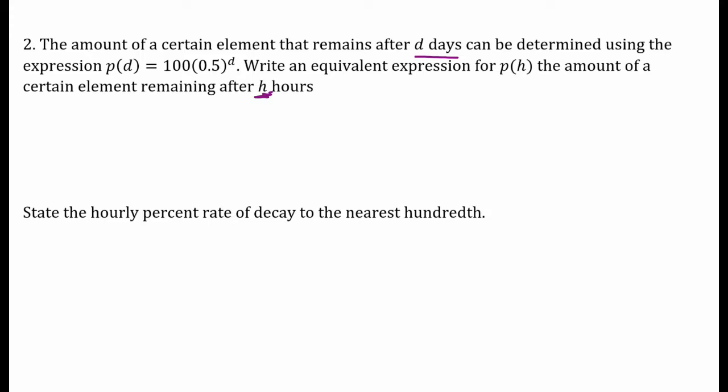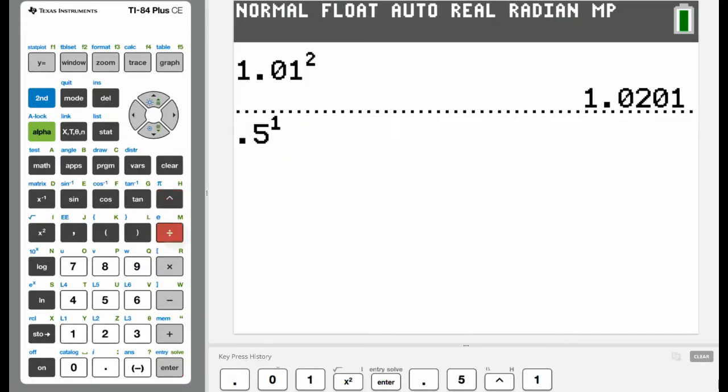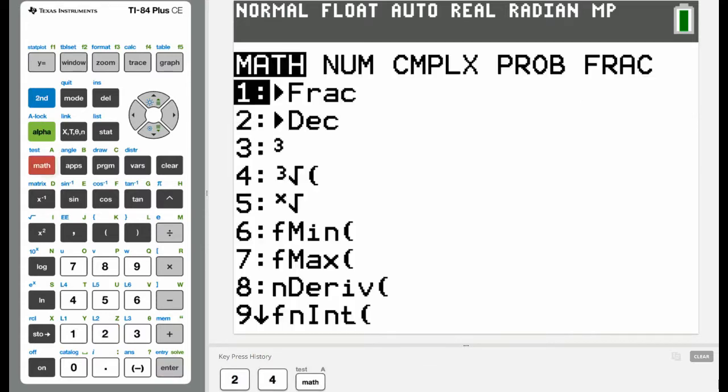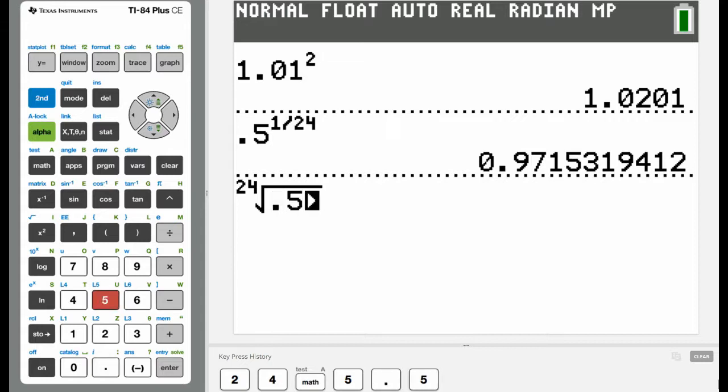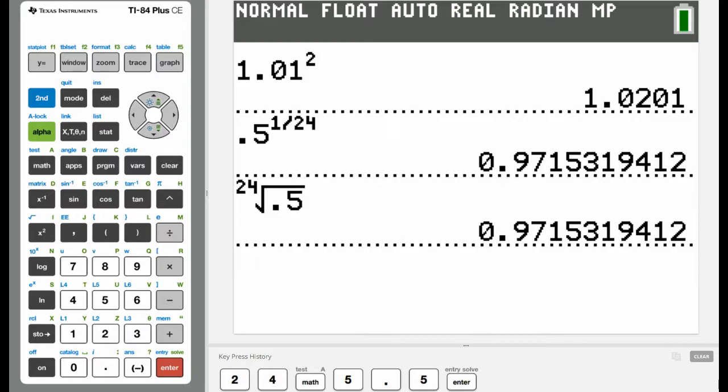I should be losing less than 50% each hour, because something to the 24th, that's 24 hours, should give me 0.5 to the 1, because that's one day's worth. So what to the 24 gives me 0.5? That base there will represent the hourly rate because there's 24 hours in one day. So to solve for x there, I'm going to raise this 0.5 to the 1 over 24. I'm going to take the 24th root of 0.5. So I could do 0.5 to the 1 over 24, or I could do 24, math, option 5 for the x-th root, of 0.5, and get that same answer there. So 0.9715, I'm going to say.